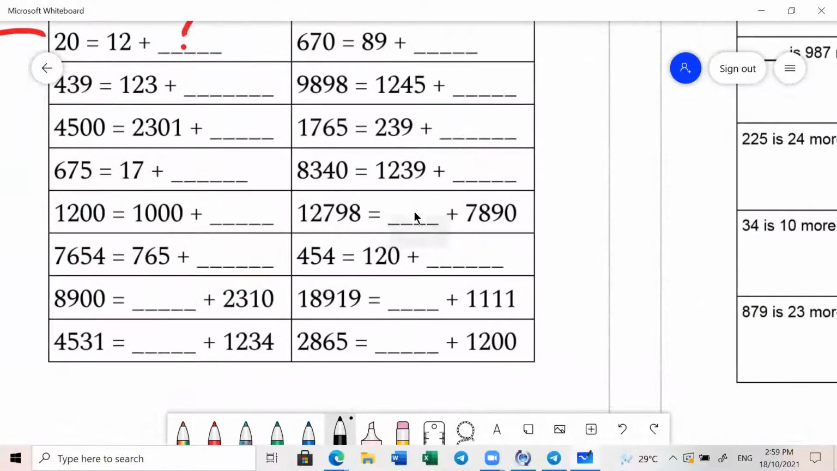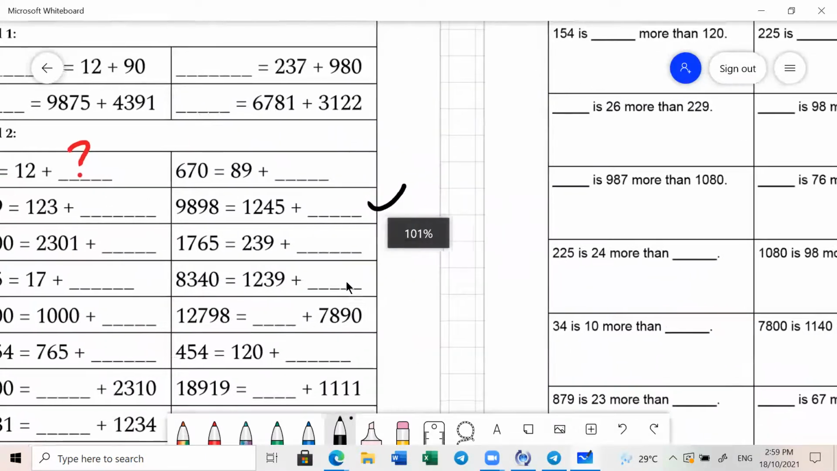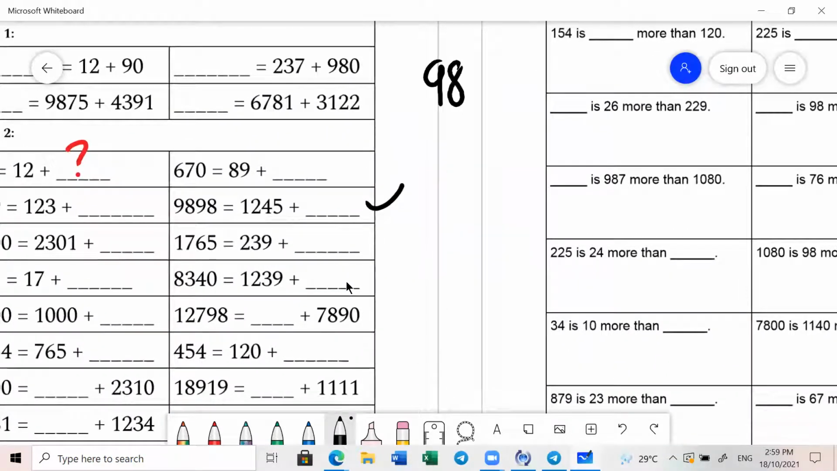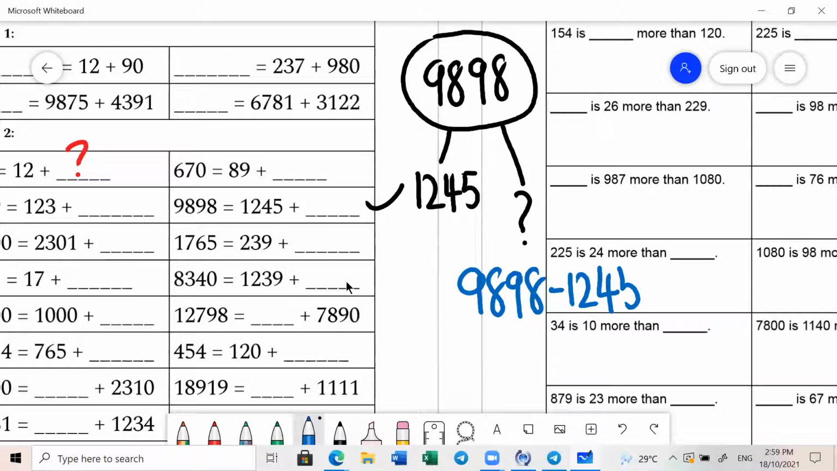So let's take a look at any of the questions over here. For example, this one. You might want to draw a number bond. 9898, that is the top. And then after that, I branch out, I get 1245. So how do I find the other one? Simply put, I just have to do 9898 minus 1245. I believe this is simple for all of you.